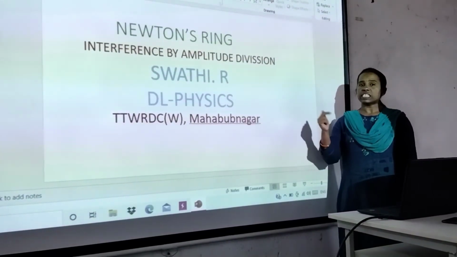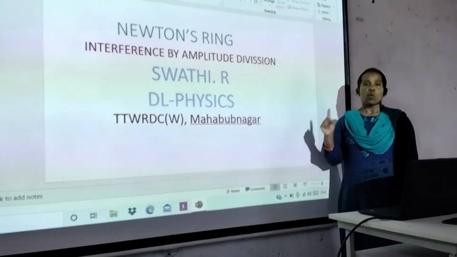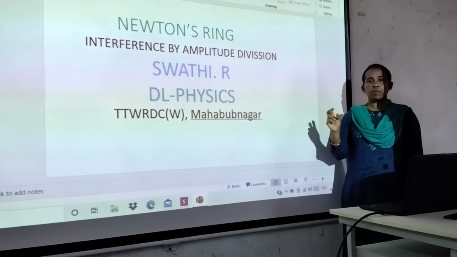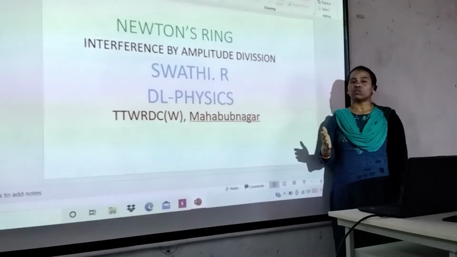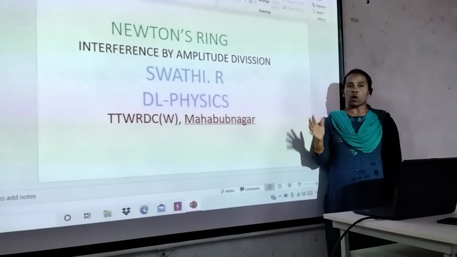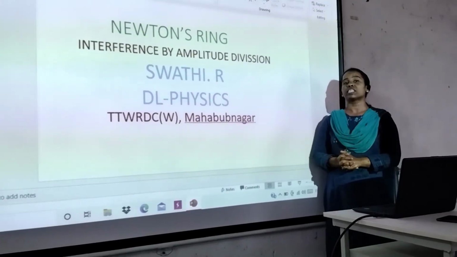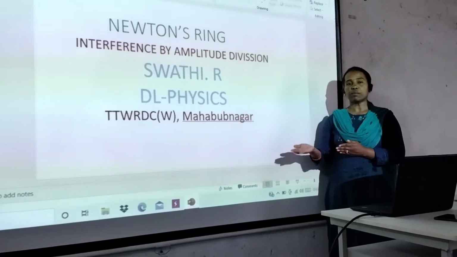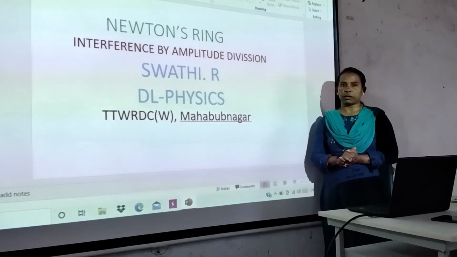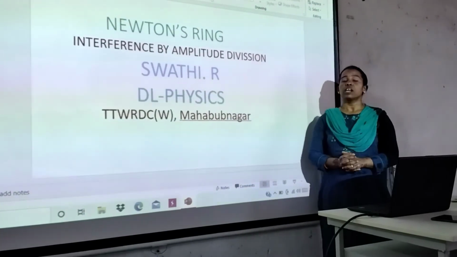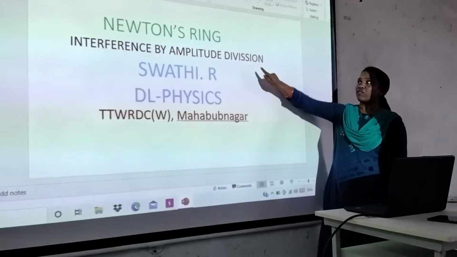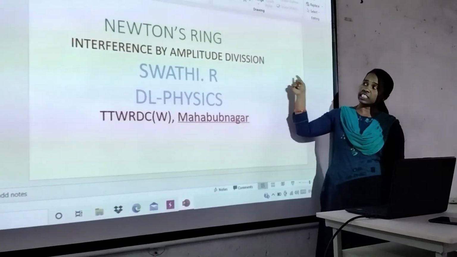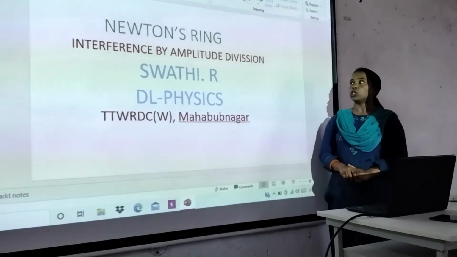This can be done in two ways: one is amplitude division and the other is wavefront division. Wavefront division and amplitude division were discussed in the previous classes, and we have also studied interference by wavefront division in the case of the biprism and Lloyd's mirror experiment. Now in Newton rings, the wavefronts are obtained by the phenomenon of amplitude division. Hence, I have taken the name as interference by amplitude division.